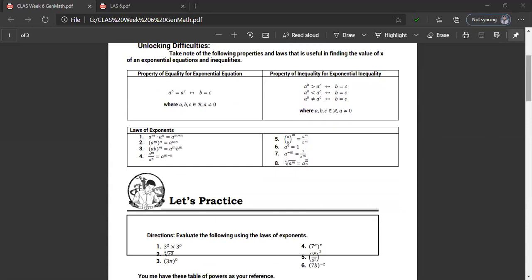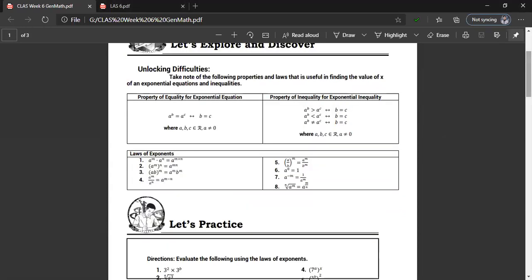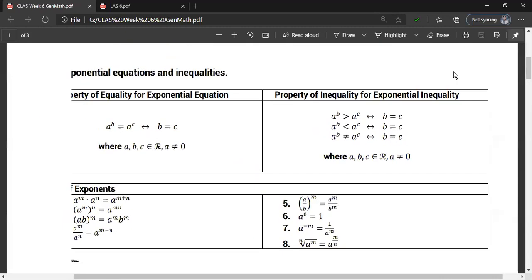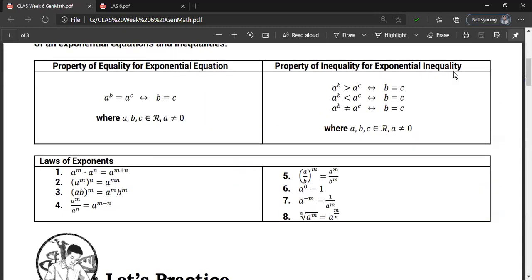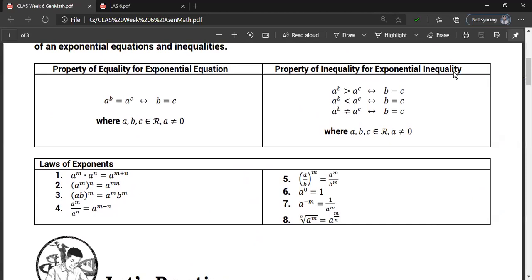So first, we have the property of equality and inequality for exponential equation or inequality. Let me zoom in. The property of equality for exponential equation states that if a raised to b is equal to a raised to c, therefore b is equal to c. Ibig sabihin, ica-cancel lang natin yung bases.